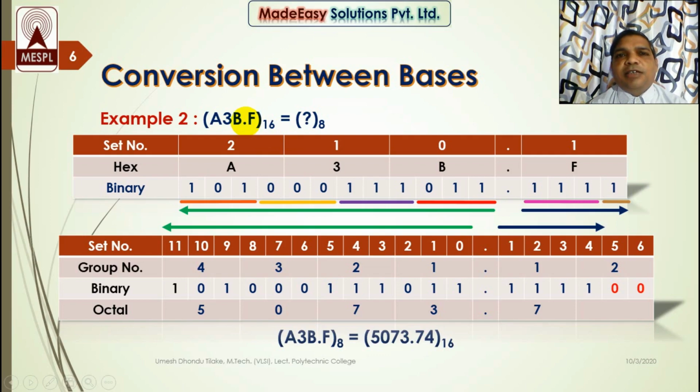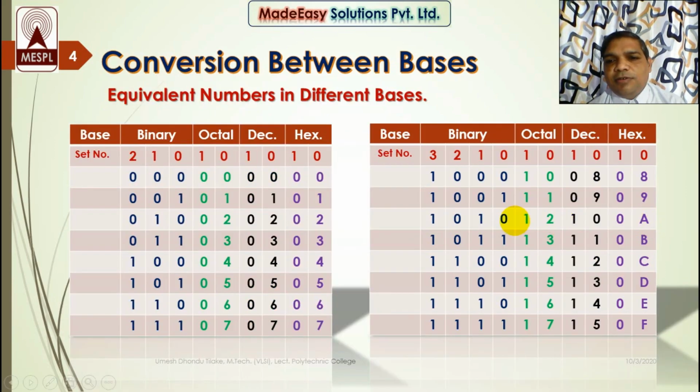First convert the given hexadecimal number into binary. Follow these steps: place the given hexadecimal number in tabular form with set numbers, refer to the table, and write down the binary equivalent of each digit. I have placed the given hexadecimal number over here in tabular form with set numbers. A is in set number 2, 3 is in set number 1, B is in set number 0, and F is in set number 1 of the fractional part. Now refer to the table, you can find the binary equivalent of each hex digit. The binary equivalent of A is, see over here, 1010.